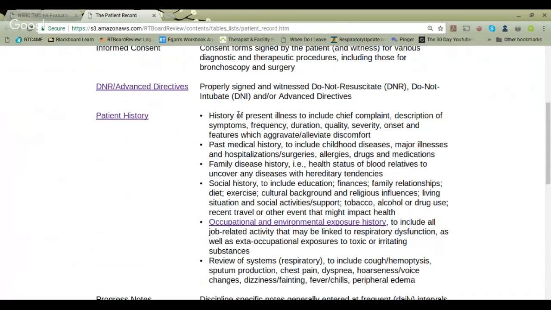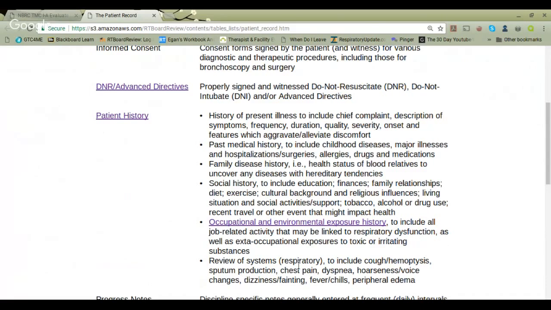So patient history includes the history of present illness, main or chief complaints, past medical history, family history, social history to include education, finances, family relationships, diet, exercise, cultural background and religious influences, living situation and social activities or support, tobacco, alcohol, or drug use, recent travel or other event that might impact health, occupational and environmental exposure history to include all job-related activity, respiratory dysfunction, as well as extra-occupational exposures to toxic or irritating substances.